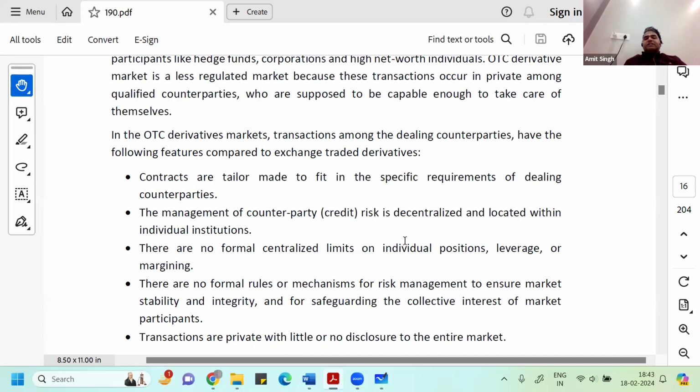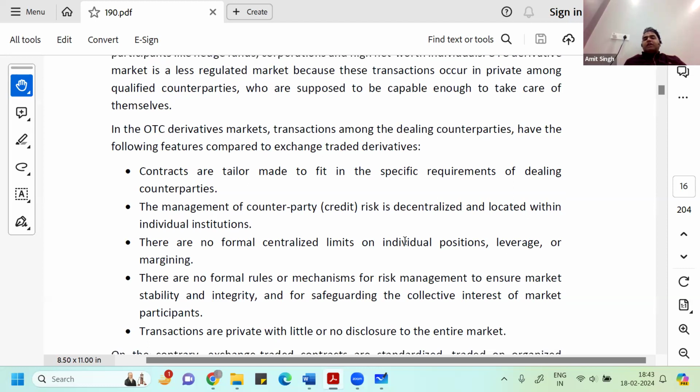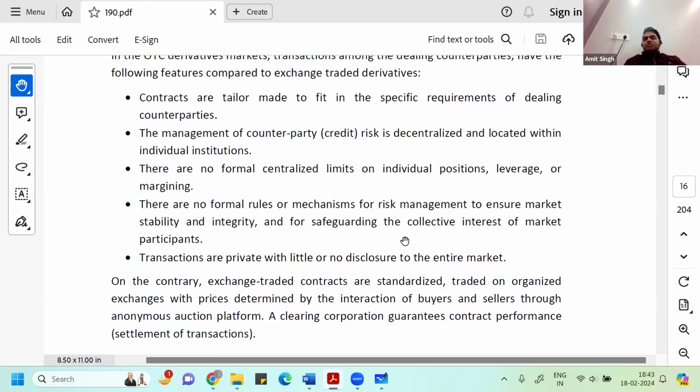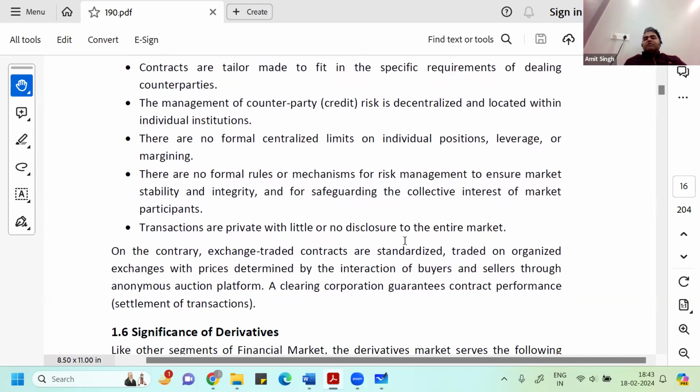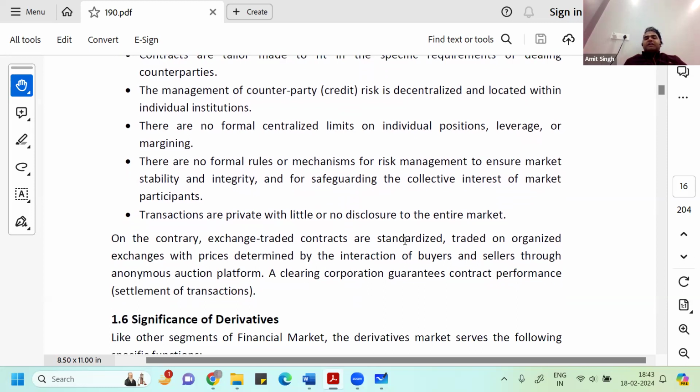In OTC, the management of counterparty or credit risk is decentralized and located within the individual institution. There are no formal centralized limits on individual position, leverage, and margining. There are no formal rules or mechanisms for risk management to ensure market stability and integrity and safeguard the collective interest of market participants. The transactions are private, with little or no disclosure to the entire market.